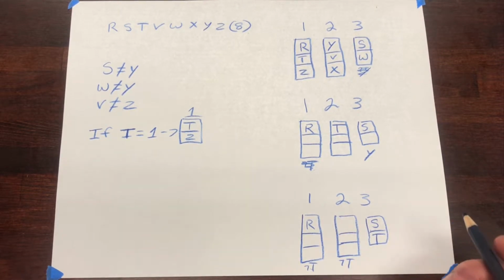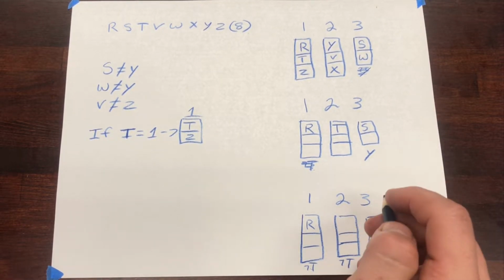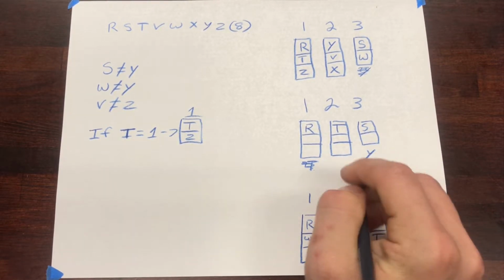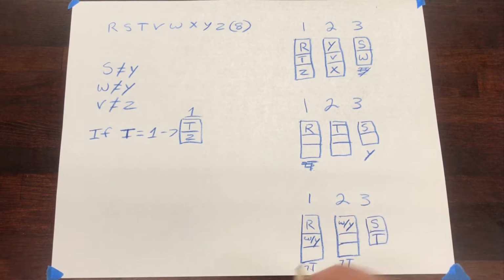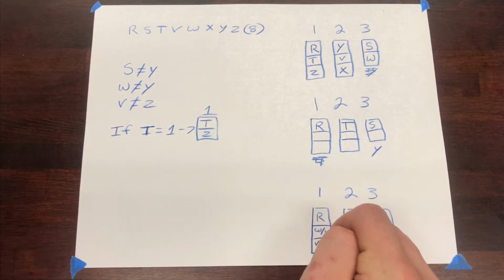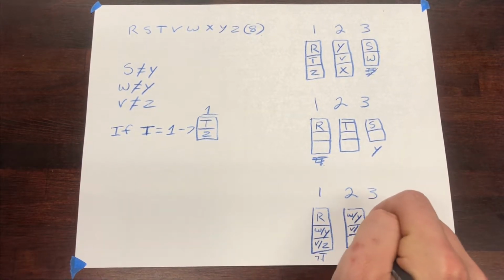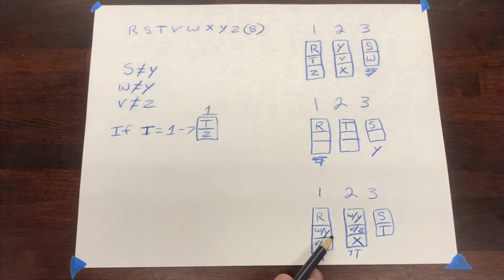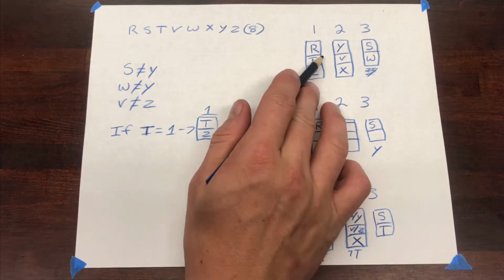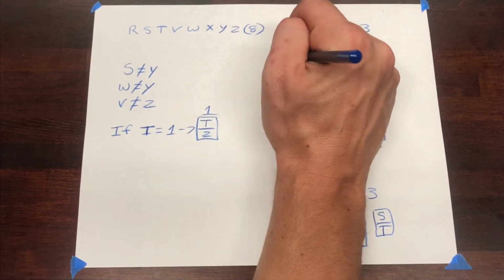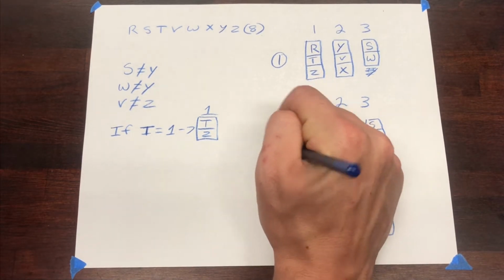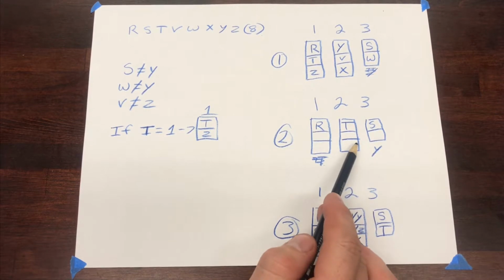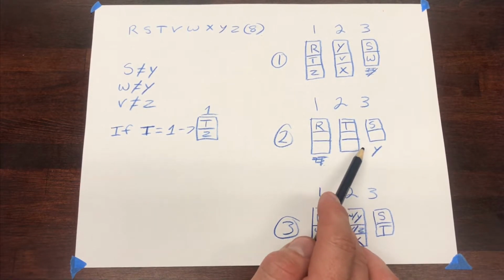So now what we know is that Y and W cannot be together. So we get Y/W in 2. V and Z cannot be together, so we have a V and Z split here, and that leaves 1 spot for the X. So this board is completely filled in, this board is completely filled in, and just for simplicity's sake, I will label these 1, 2, and 3. So this board here is the only board that we might have to do a little bit of work on.